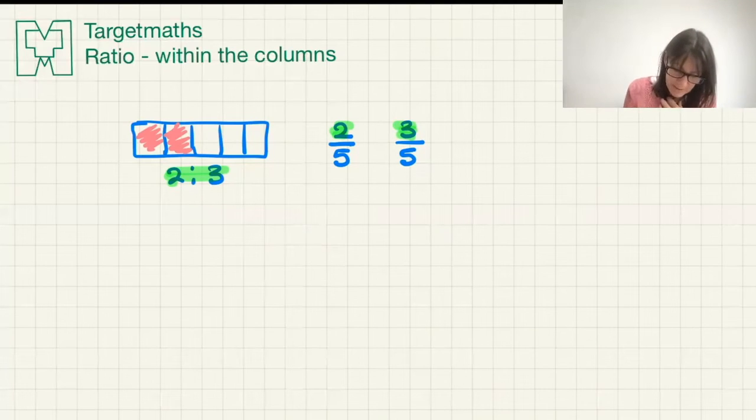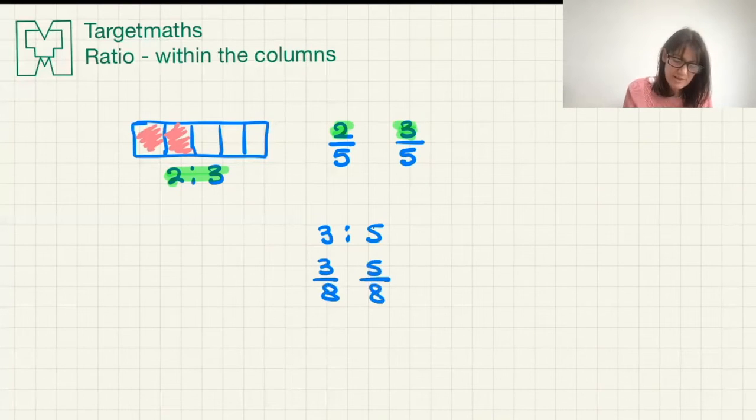Let's just do one more. Let's do 3 to 5. Okay. So what are the fractions that relate to that ratio? And the answer is 3/8 and 5/8.